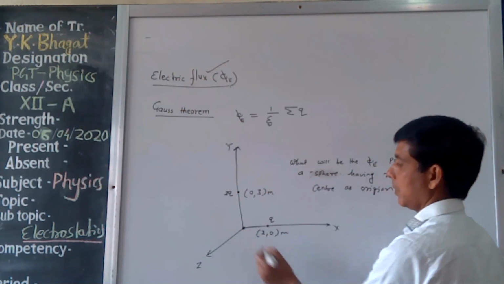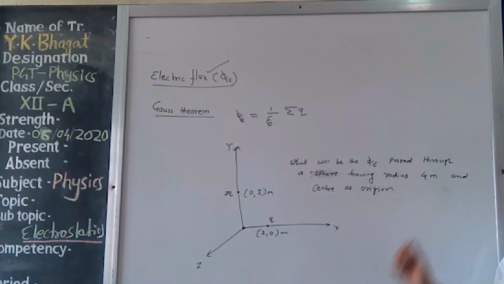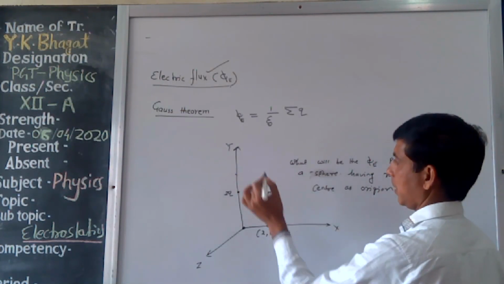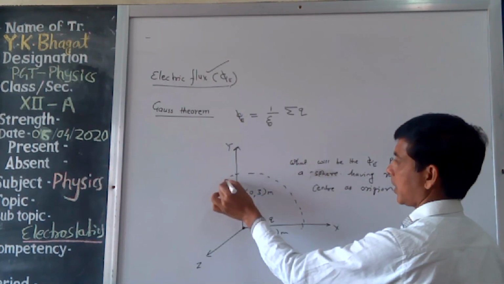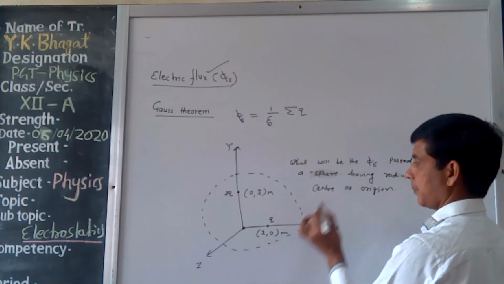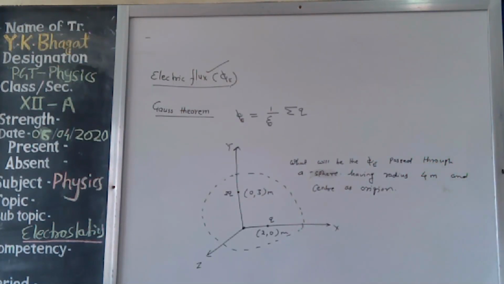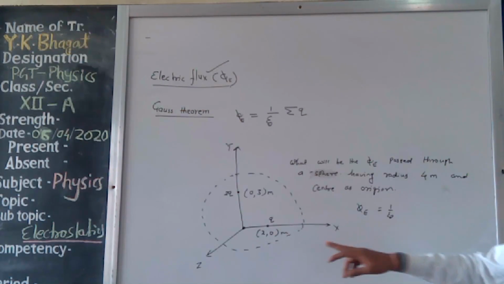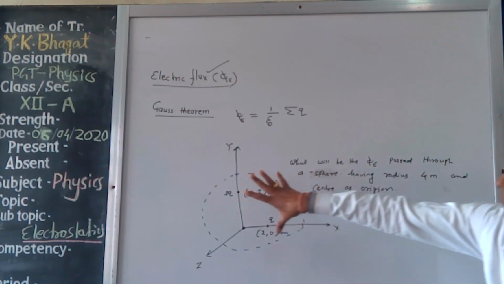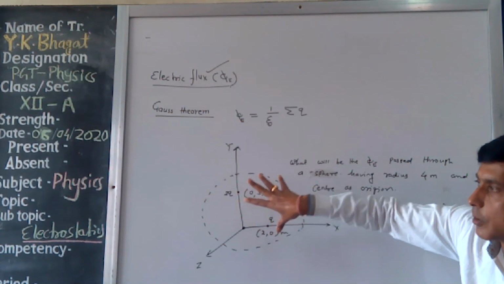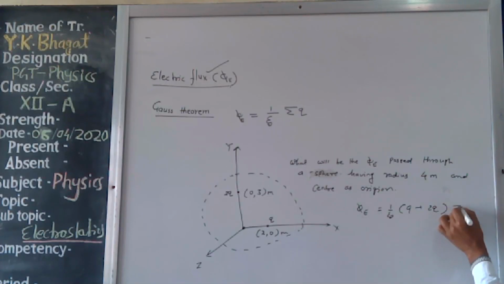Now we draw a sphere having radius 4 meter. Having radius 4 meter, that means it will be up to this. Means the sphere will be of such type. Then according to Gauss theorem, total flux will be 1 upon epsilon naught times the summation of both charges. Sum of both charges means q as well as 2q. Why? Because both charges are present inside the sphere. That means the answer will be 3q upon epsilon naught.